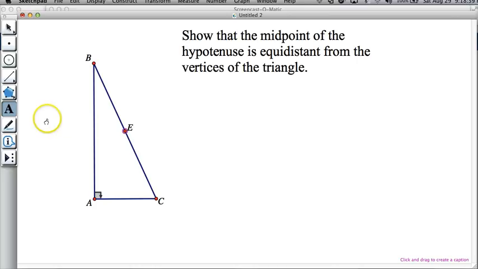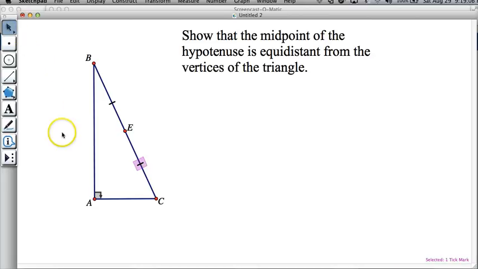All right, and then from there, I basically want to show that E is equidistant from B, C, and A. E being the midpoint of the hypotenuse, we already know that BE and EC are equal to each other. So I can go ahead and put those tick marks there. So what we really need to show is that the distance from A to E is the same as the distance from B to E and from E to C.